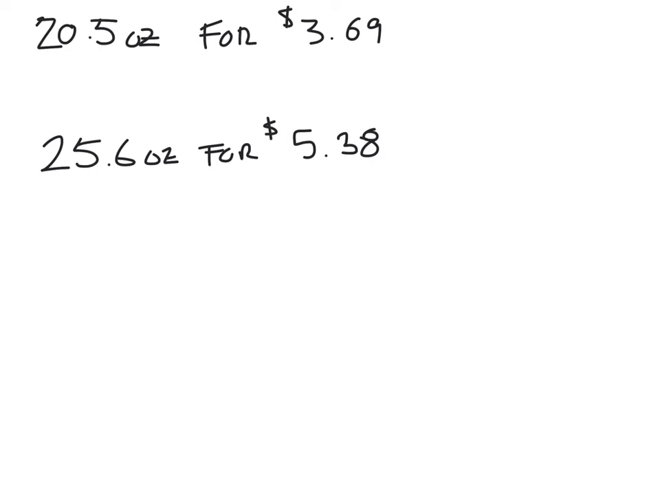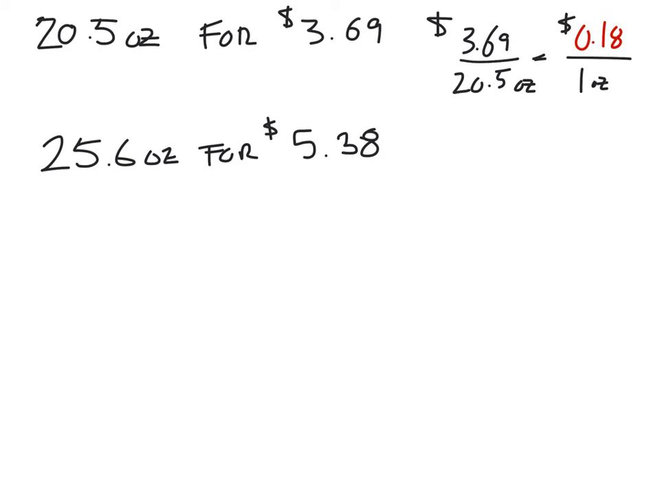If we can figure out how many ounces we can get for $1 or how many dollars it is for 1 ounce, then we can compare the two. It seems like it may be easier to compare dollars per ounce. So I got $3.69 for 20.5 ounces. How many dollars would this be for 1 ounce is really what I should look at. And after I round, I should get 18 cents per 1 ounce.